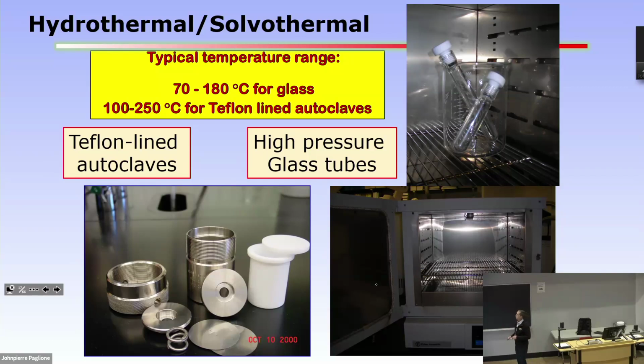We run these reactions, the mild hydrothermal ones, in ovens. These are convection ovens. They're programmable. They're about 5,000 a piece if you buy one, but they are good to better than 1 degree C uniformly across the inside. So you can put a bunch of reactions side by side. They're all going to come out the same.